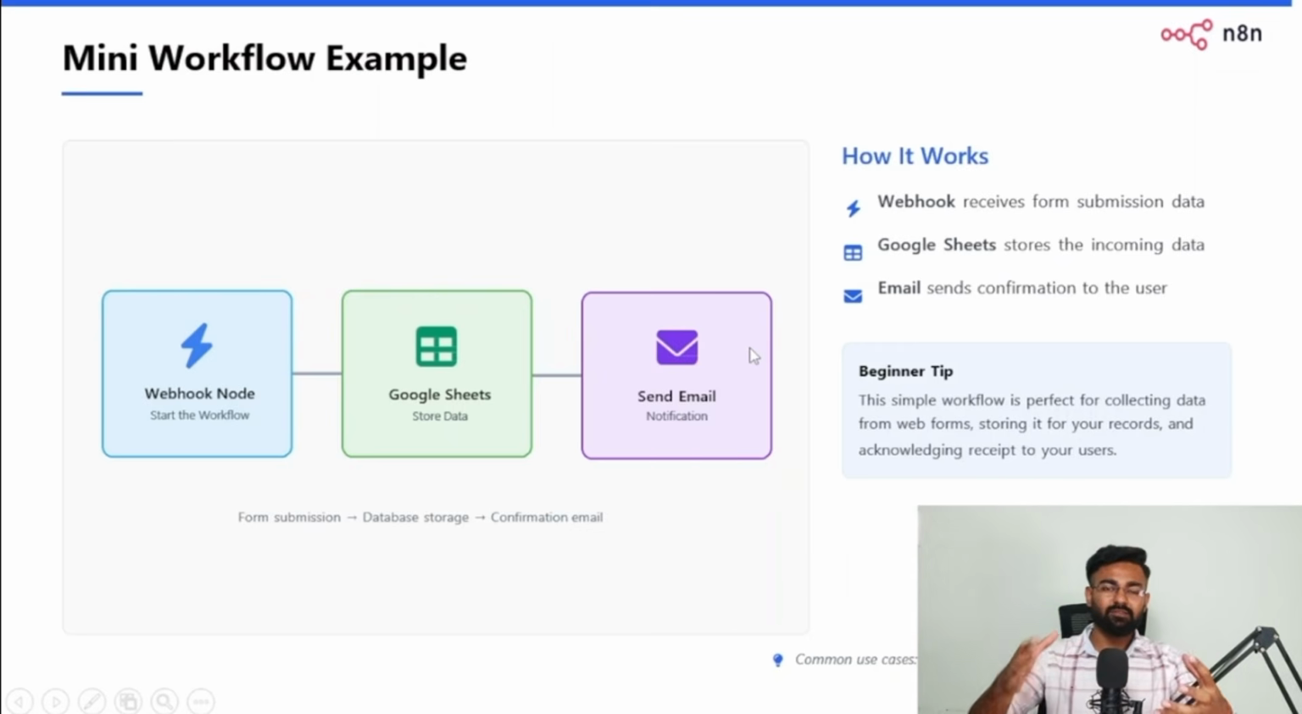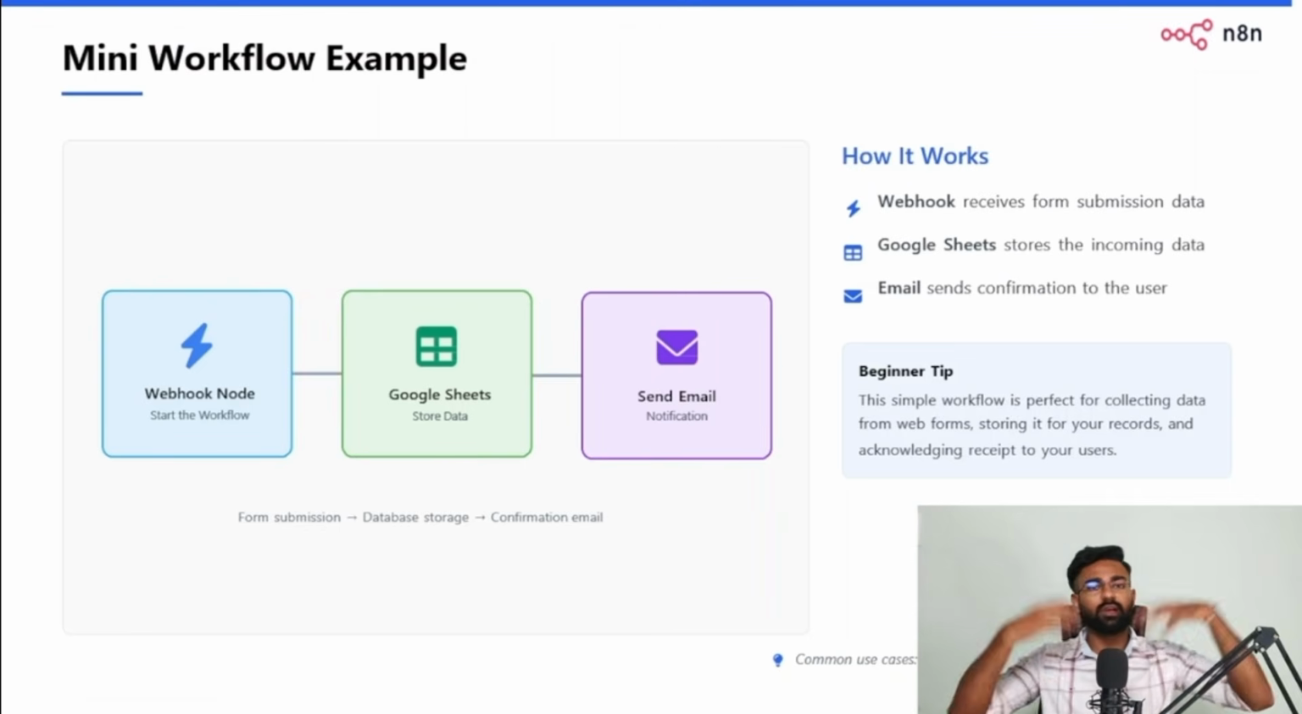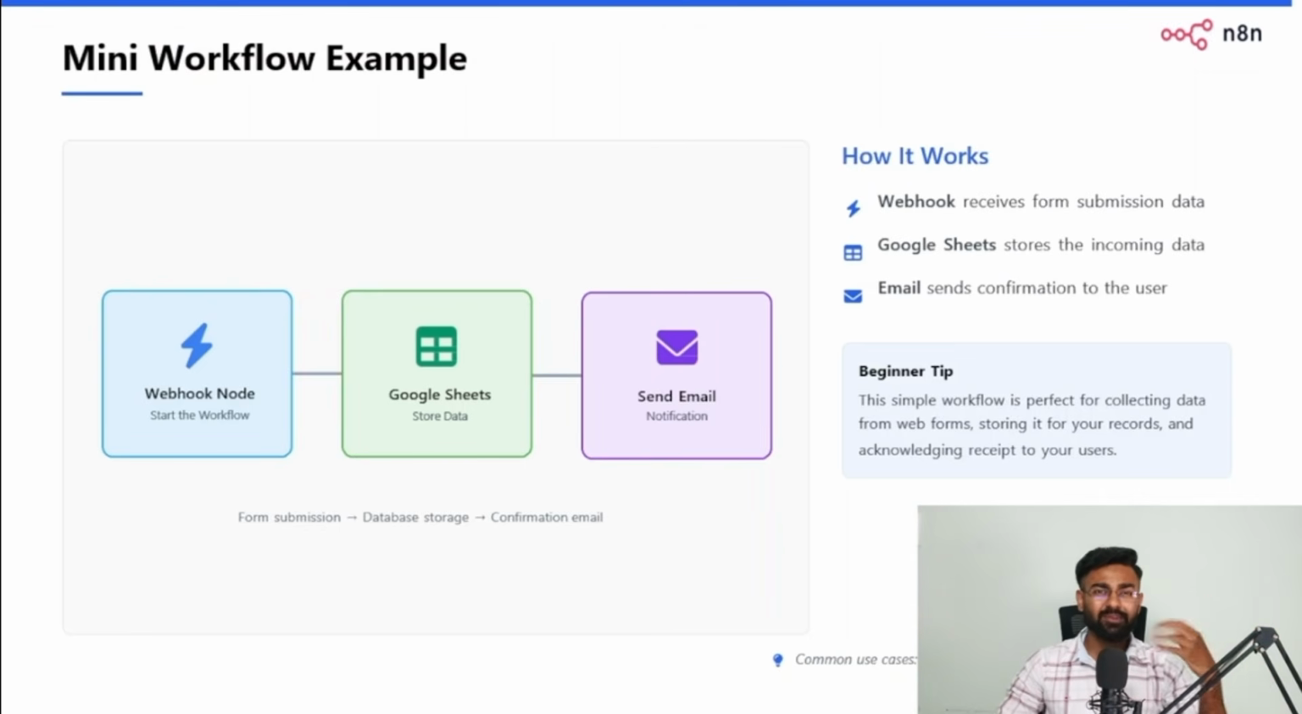This is a very basic, very simple workflow. You can of course make it a lot more complex, totally up to you. You can automate sending emails. There's a huge number of possibilities right now. This is a very simple workflow for collecting data from web forms, storing it into your records, and acknowledging the receipt to your users. So this was the complete module 3.